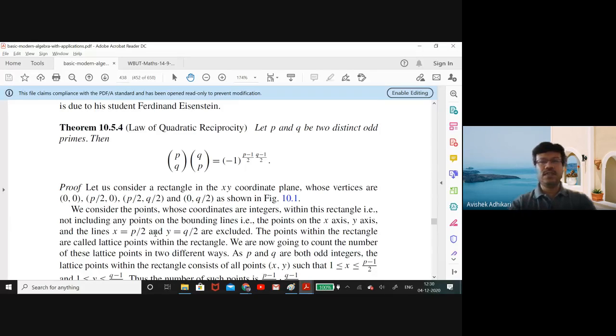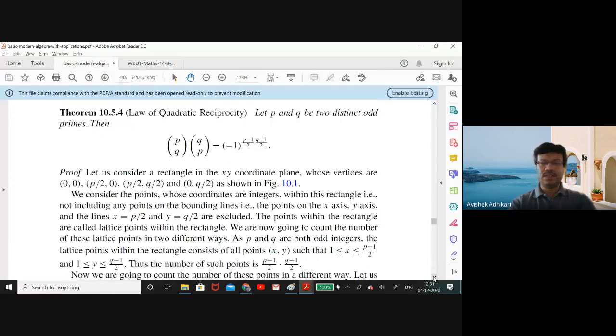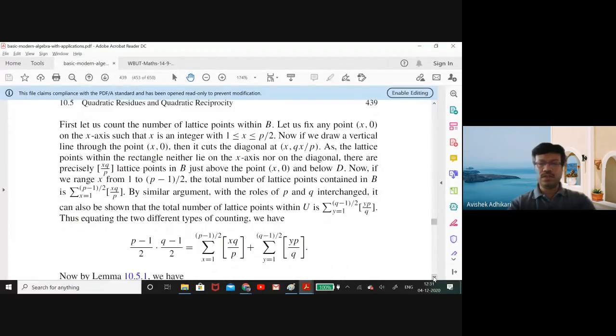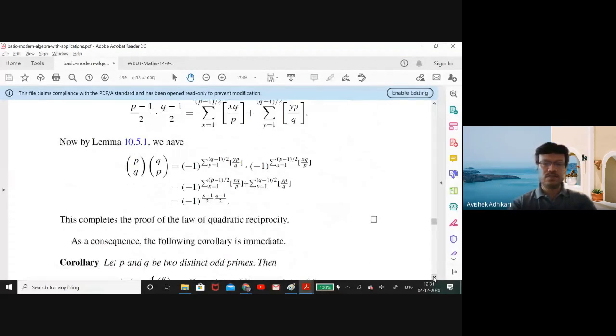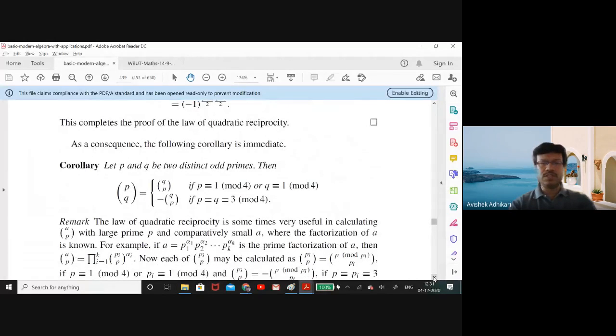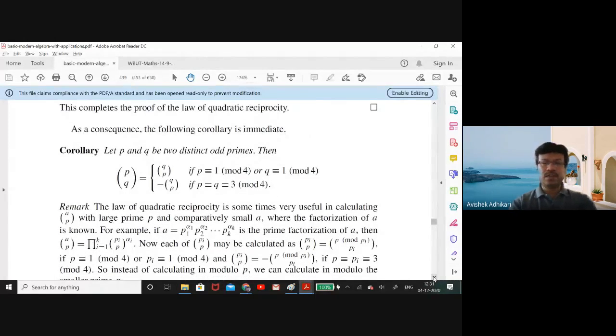What does it say? It says that if P and Q are two distinct odd primes, then the product of the Legendre symbols (P/Q) and (Q/P) is the same as minus 1 to the power (P minus 1)/2 into (Q minus 1)/2. That's very easy now. And that can be represented in a better way. The proof I will come to in a few days. In my 2 or 3 classes, I will be doing only quadratic reciprocity, and that will give you a basic idea.